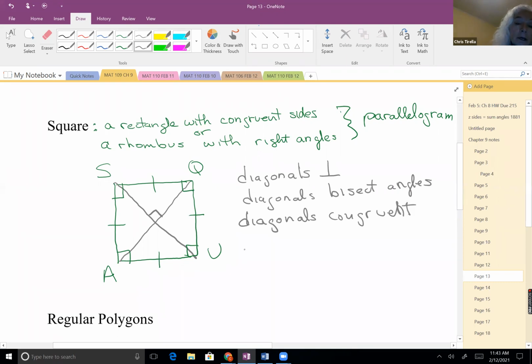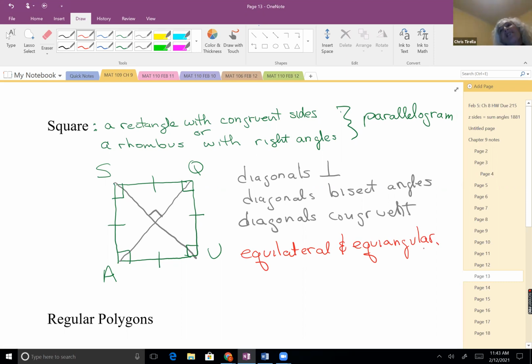Because it's a rhombus, it's equilateral. All the sides are equal. And because it's a rectangle, it's equiangular. All the angles are equal. And so that's like the favored child. It's got all of the graces. It has all of the properties of all of the other parallelograms. How fun is that?